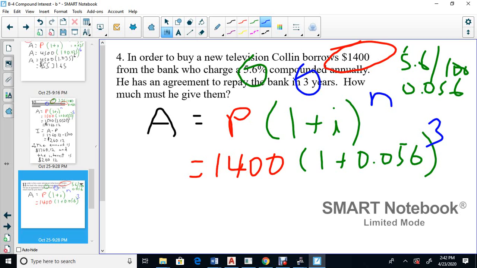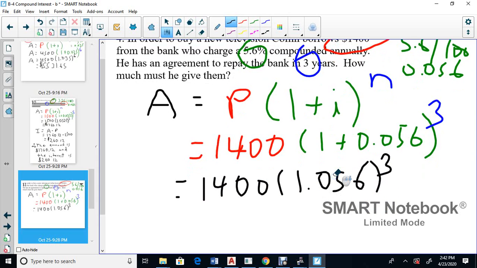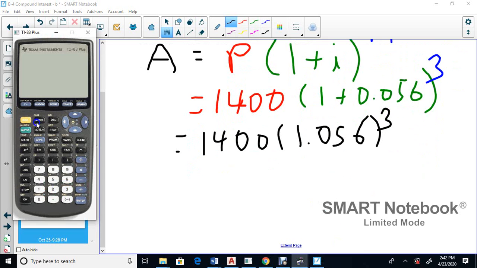Okay, let's continue on. So I would do one more step before I do my calculation. I like to write 1,400. And here I like to write 1.056 to the power of 3. But if you wanted to, you can just go and put the other one into your calculator right away. So let's see how much he owes. So I go to my calculator. 1,400 times 1.056 to the exponent 3. $1,648.62.